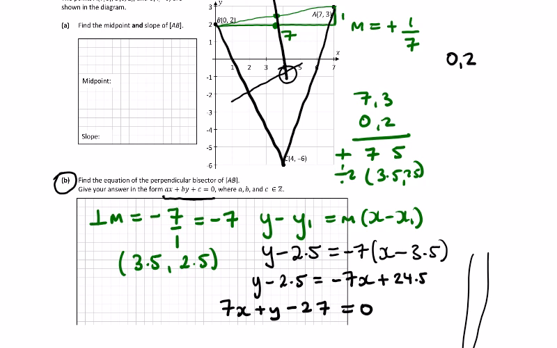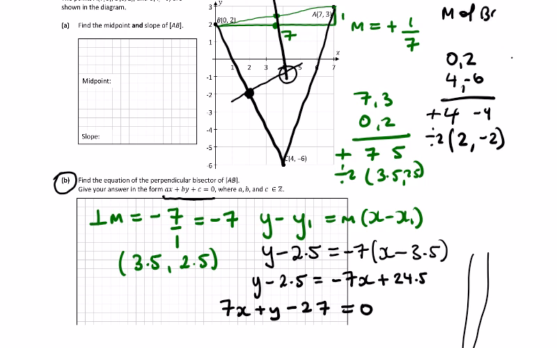0, 2, and 4, minus 6. Add to get 4. Divide by 2 to get 2. And then add to get minus 4. And divide by 2 to get minus 2. So 2, minus 2 is actually pretty bang on for what we were looking at. So that's the midpoint. Now we need the slope of BC.